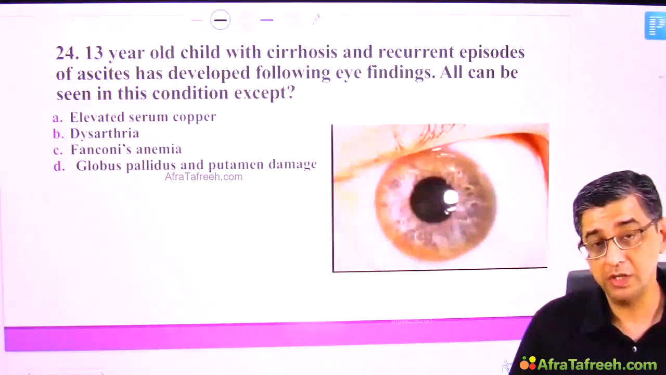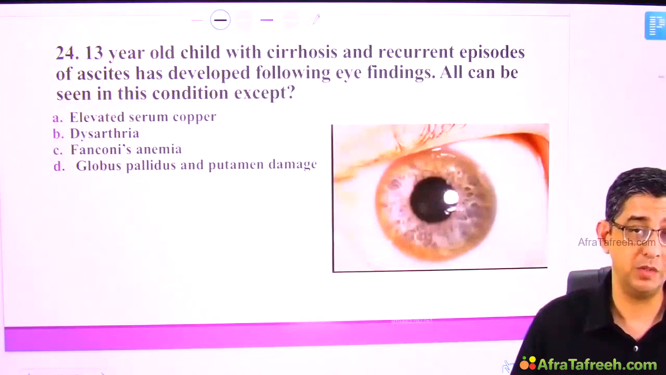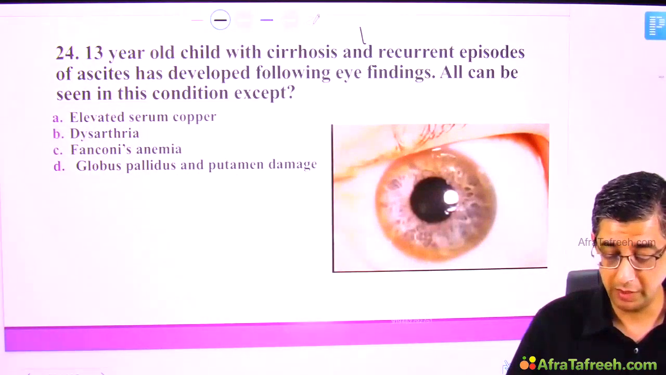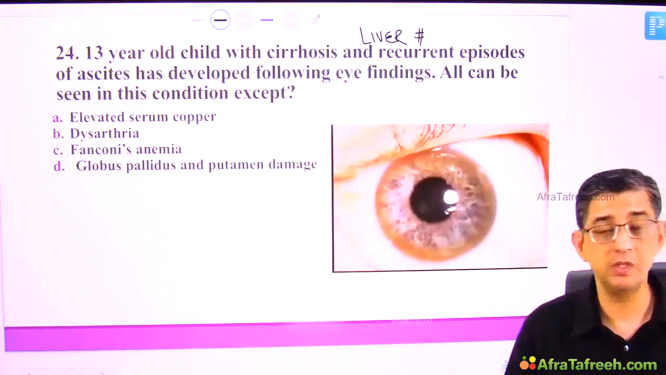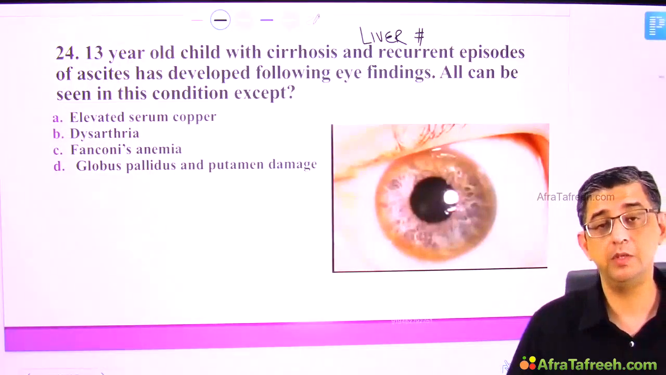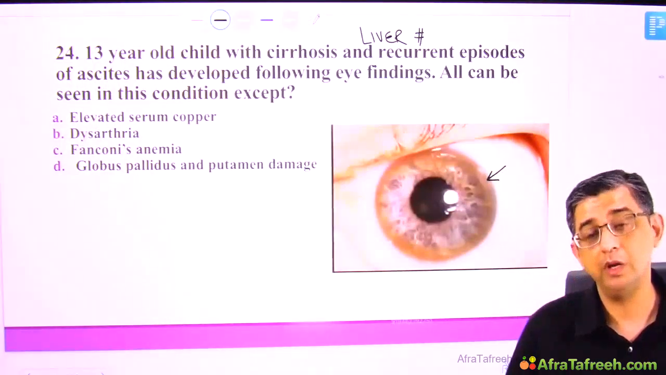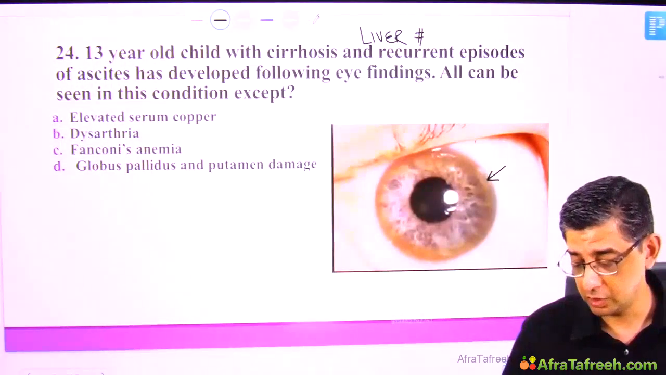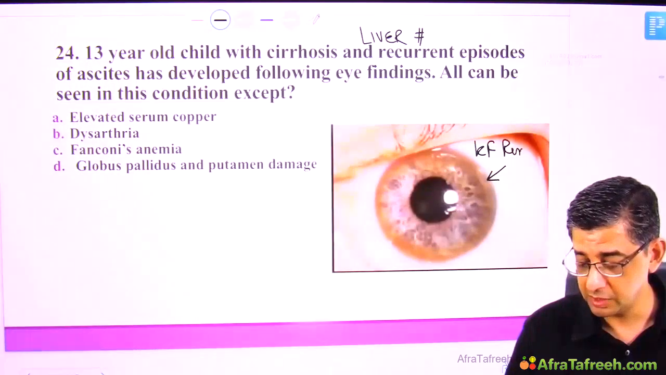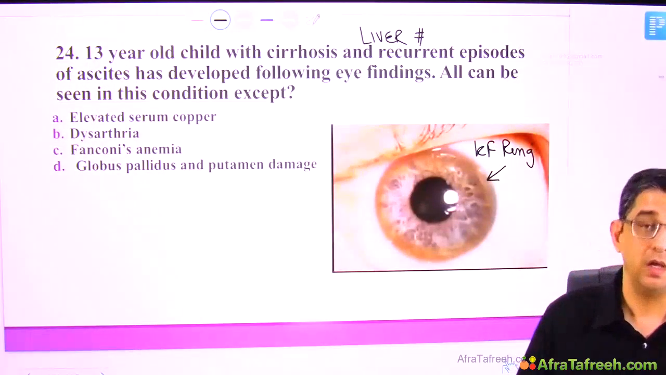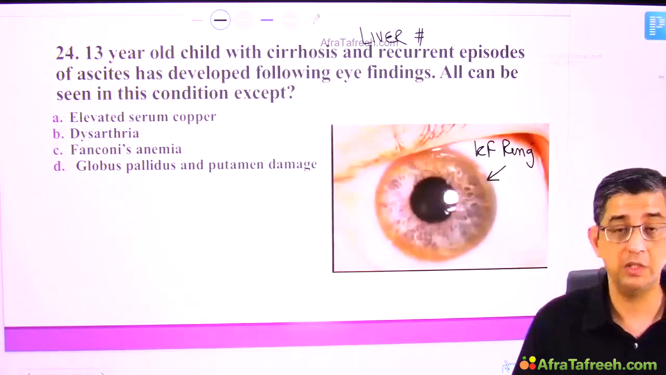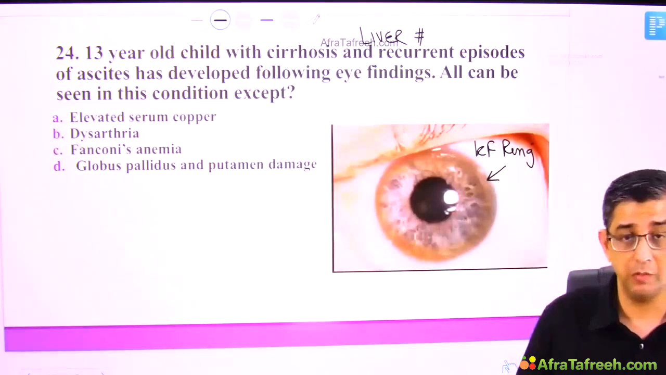A 13-year-old child with cirrhosis and recurrent episodes of ascites, so this tells you that the liver of the kid is affected, is having the following eye findings. Whenever there's going to be liver damage shown by an eye finding, that is going to be this greenish brownish ring in the periphery of the eye. We are always talking about the possibility of Wilson disease, and well, this is a KF ring. He's saying all of the following are seen in this condition except: A says elevated serum copper.